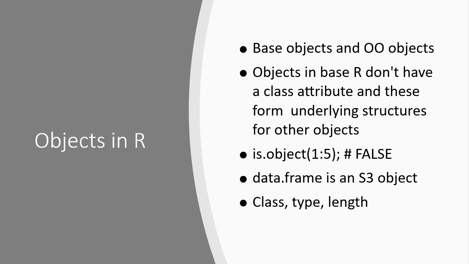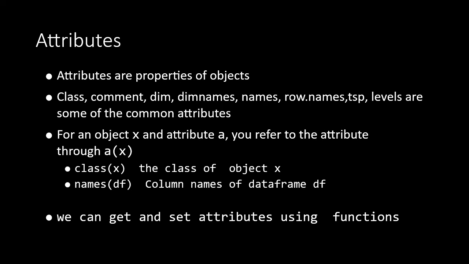Before we go to RStudio, let us see what attributes are. Objects in R can have many properties associated with them, called attributes. These properties explain what an R object represents and how it should be interpreted by R. Class, dimnames, tsp for time series objects, and levels for factor objects are some examples.